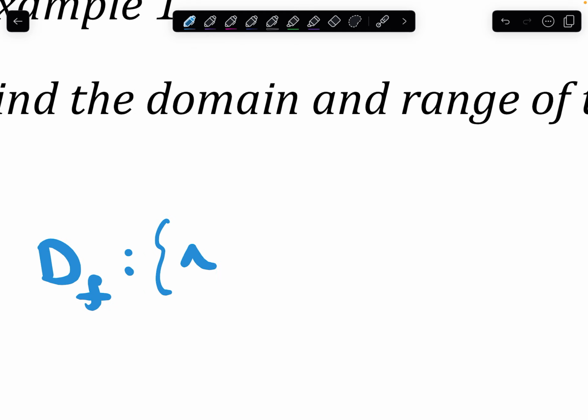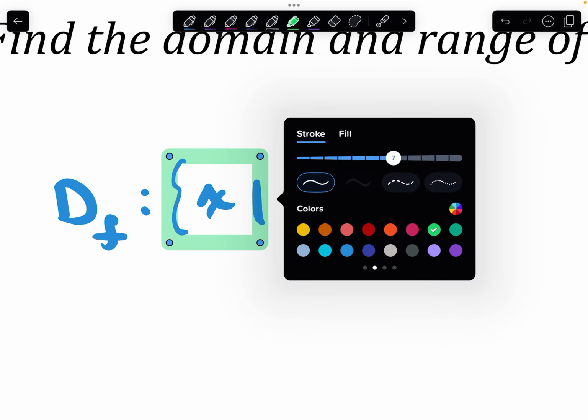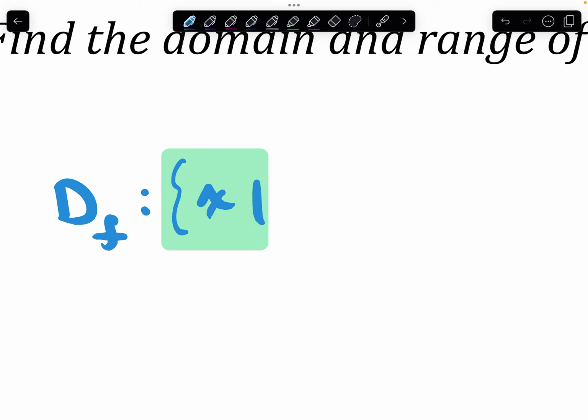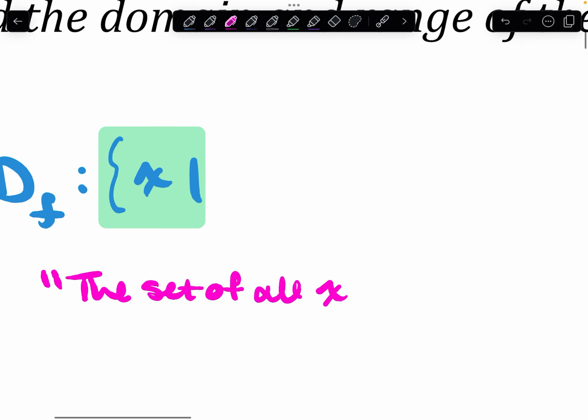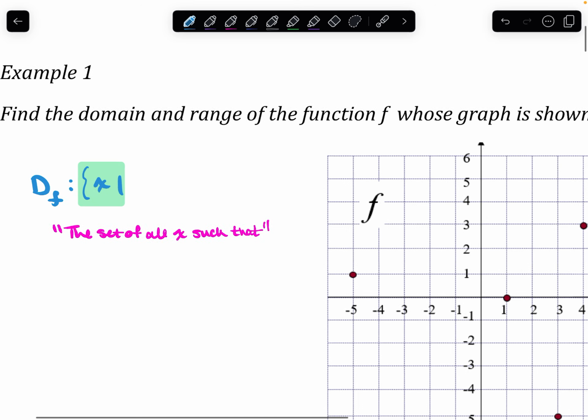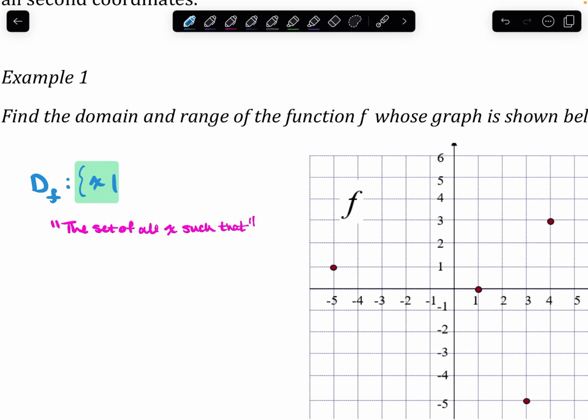And then we say x such that. So this starting part here is read as the set of all x such that. What you're saying is your domain is allowed to be the set of all x values such that, and then you tell me whatever restrictions have to be in place for x. In this case, when we have a set of just fixed points, you just list all of the x values that x is allowed to take on.